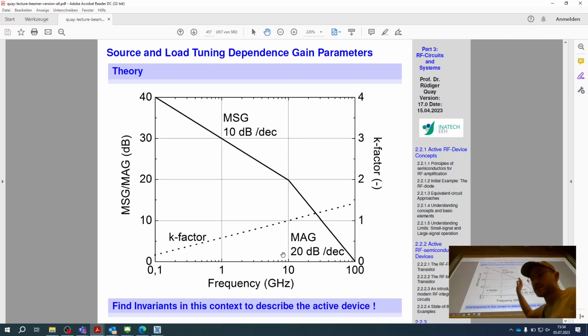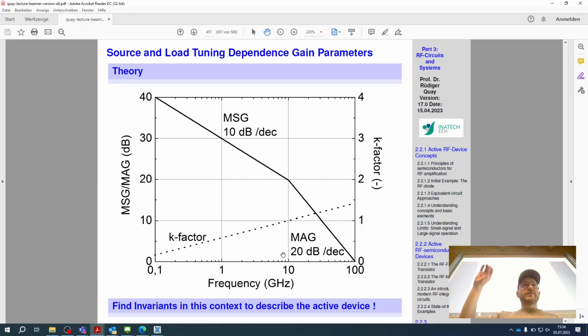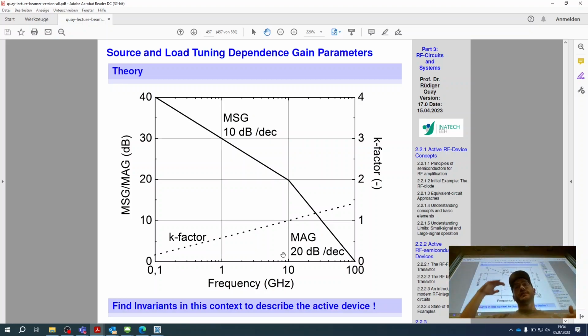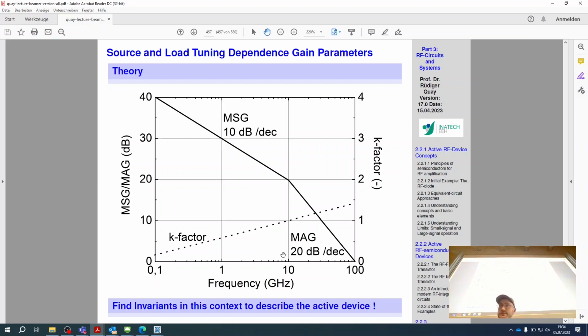The K factor defines the stability point of your device, of your amplifier, and this K factor says that if your device is above 1, it is stable. If your device is below 1, it is not unconditionally stable. So above 1 is unconditional stability, under 1 is not unconditionally stable. So it can happen that your device operates perfectly fine, but it can also happen that your device starts to oscillate at a certain frequency point.